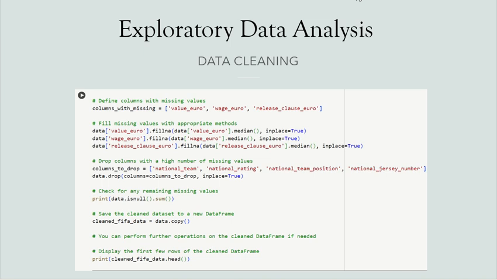This piece of code handles missing values as well as cleanses the dataset. The features value_euro, wage_euro, and release_clause_euro have missing values in the dataset. These missing values are replaced by the median value of the respective column, and those columns which have many missing values, such as national team, national rating, national team position, and national jersey number, will then be removed by the drop function. After handling the missing data and deleting columns, it checks if there are any more missing data in our dataset. Finally, a clean version of this dataset gets saved to a new data frame called clean FIFA data using the copy method.